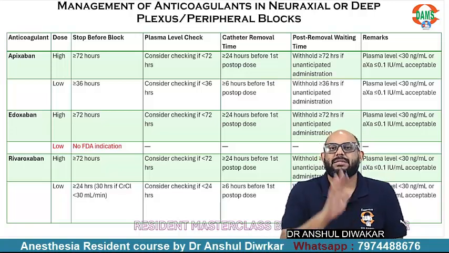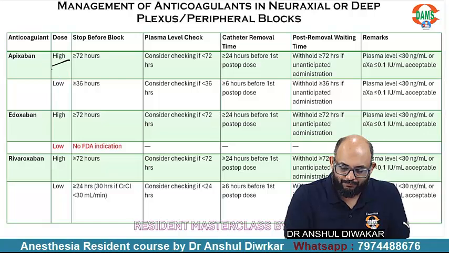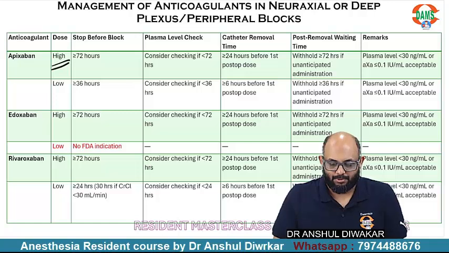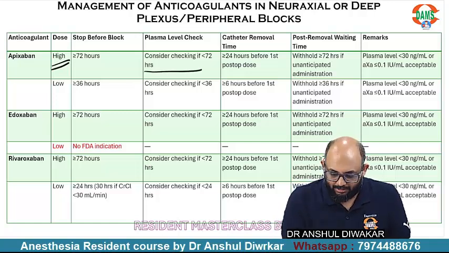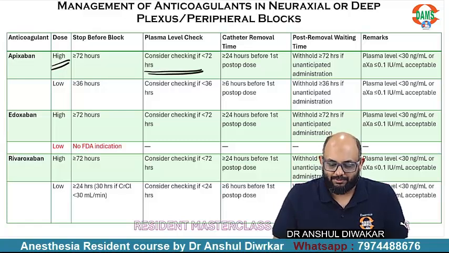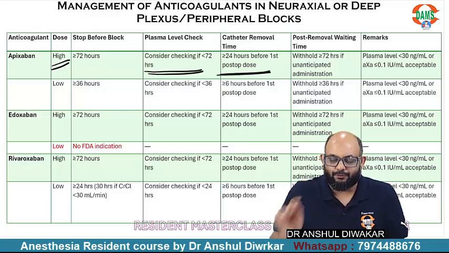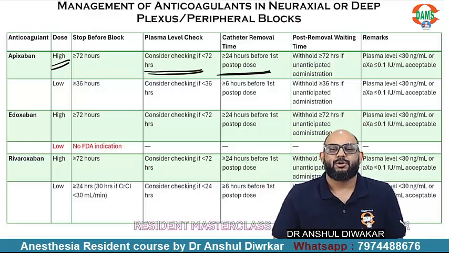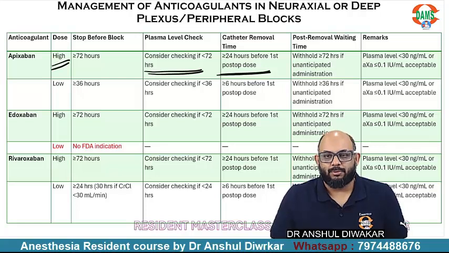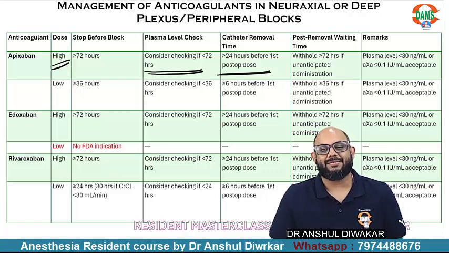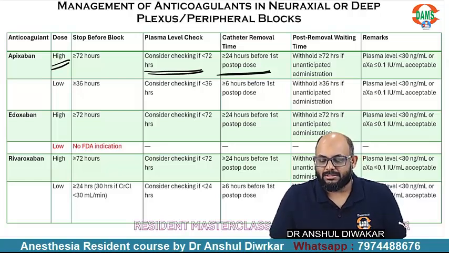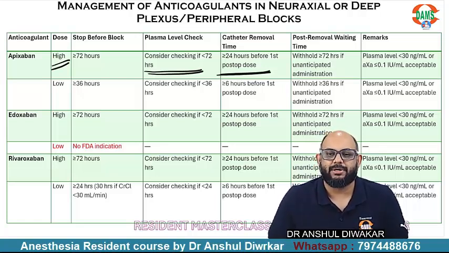So apixaban, when given high dose, you have to stop for more than 72 hours before you put the neuraxial block or deep plexus block. Check plasma level if you want to use a lesser time interval. Catheter removal should be more than 24 hours before the first post-operative dose. At least 24 hours should have passed. Post removal waiting time: withhold more than 72 hours if unanticipated administration. And remarks: plasma level less than 30 nanogram, or anti-Xa less than 0.1 international unit per ml.